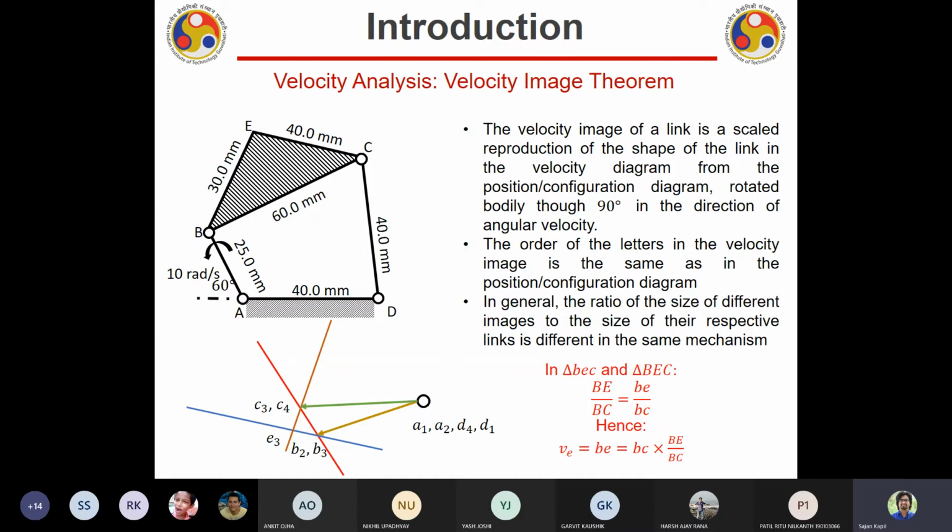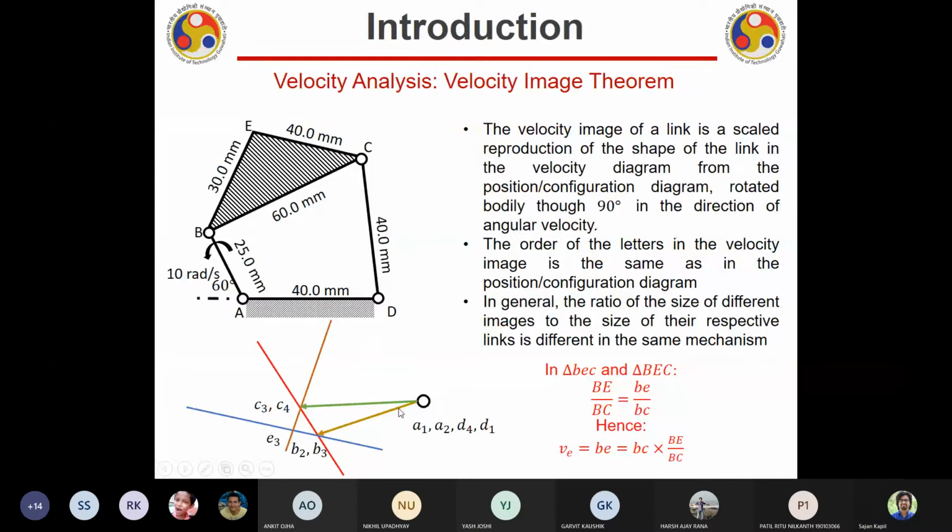The order of the letters in the velocity image is the same as in the position diagram. In general, we have already proved this. The ratio of the size of the different images to the size of their respective link in the mechanism is the same. So let me rewrite. The ratio BE divided by length BC will be equal to the BE in this small one, this BE divided by BC. Correct or not?